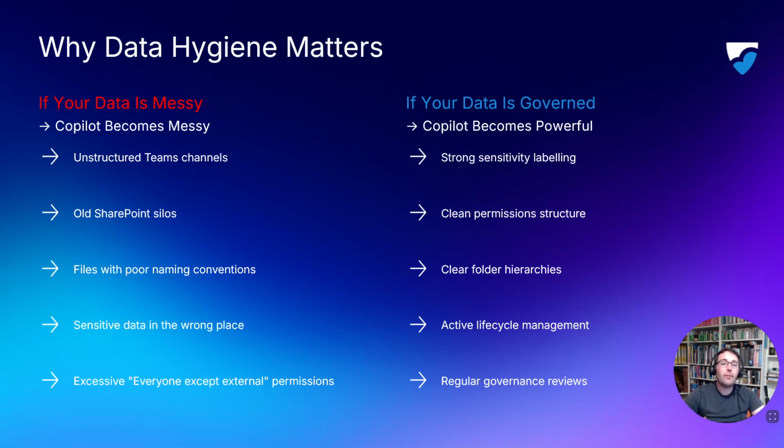So we want our data to be governed, and that allows Copilot to become more powerful for us. So that is the strong sensitivity labeling. It is clean permission structures, clear folder hierarchies, active lifecycle management. Microsoft have this available for us to use. We absolutely should be using it.